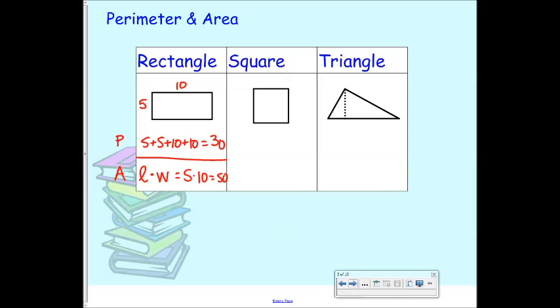Okay, so for a square, if this were 2, do you have enough information here to find the area and perimeter? Yes. Why? A square means all the sides are equal. So the perimeter here would be what? 8, because we would do 2 plus 2 plus 2 plus 2, which is 8. What about area? Area would still be length times width, which would be 4. All right, so area is still length times width when we're talking about a square.